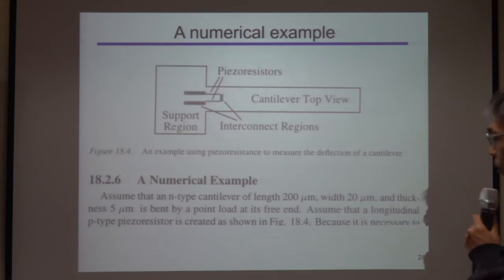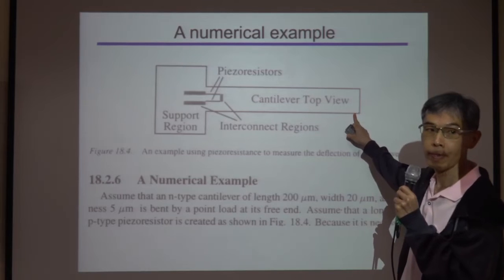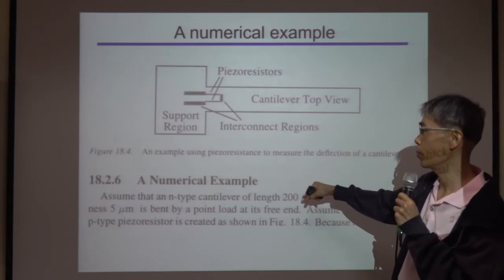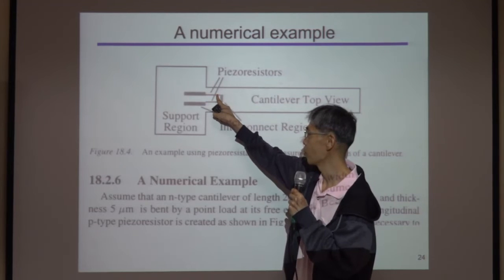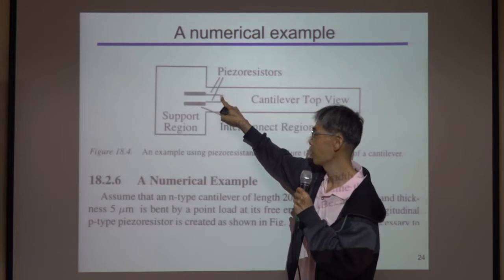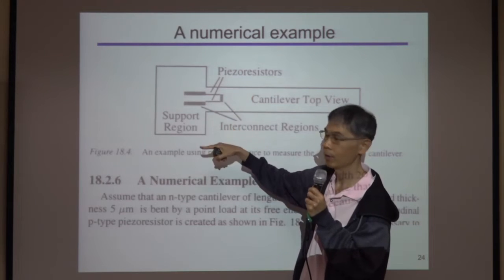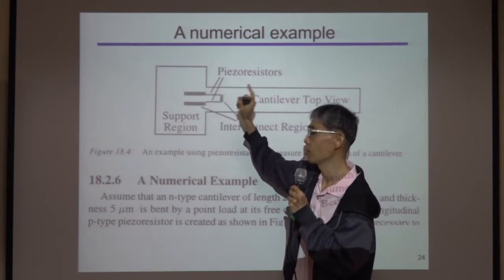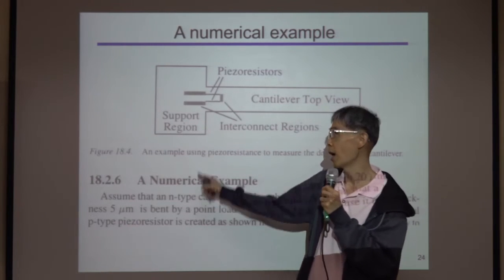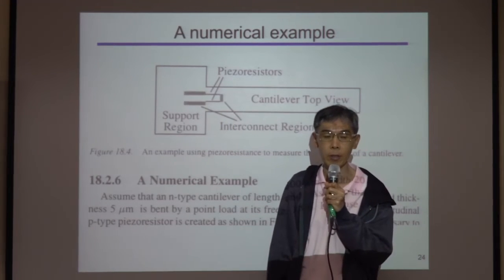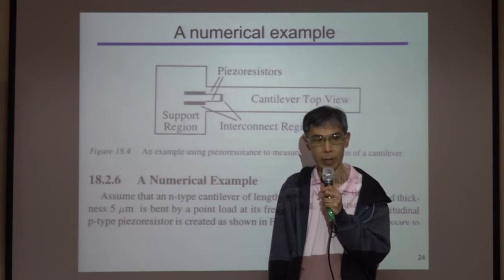Now we have a real example. We have a beam. Then we have 2 piezoresistors, 1 and 2. And this is the wire connection, metal, aluminum, connecting the 2 piezoresistors. Are these 2 piezoresistors in series or parallel?